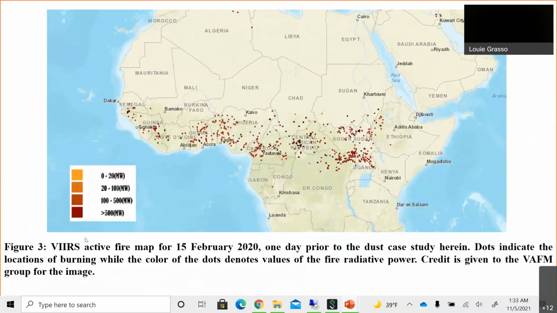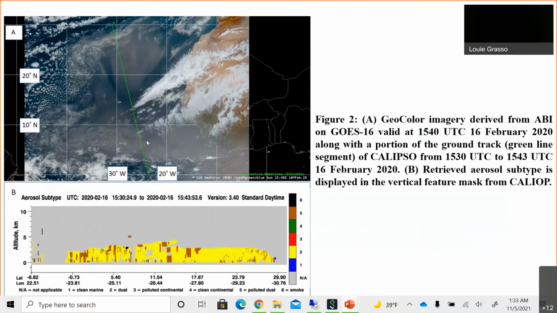Here is the VIIRS active fire map for the previous day. All these dots here are indicating active burning the previous day. So you have previous day's burning, you have easterly winds that transport that smoke out into the Eastern Atlantic, precisely right down in here where we have this aerosol. So this is actually a mixture of smoke and dust.